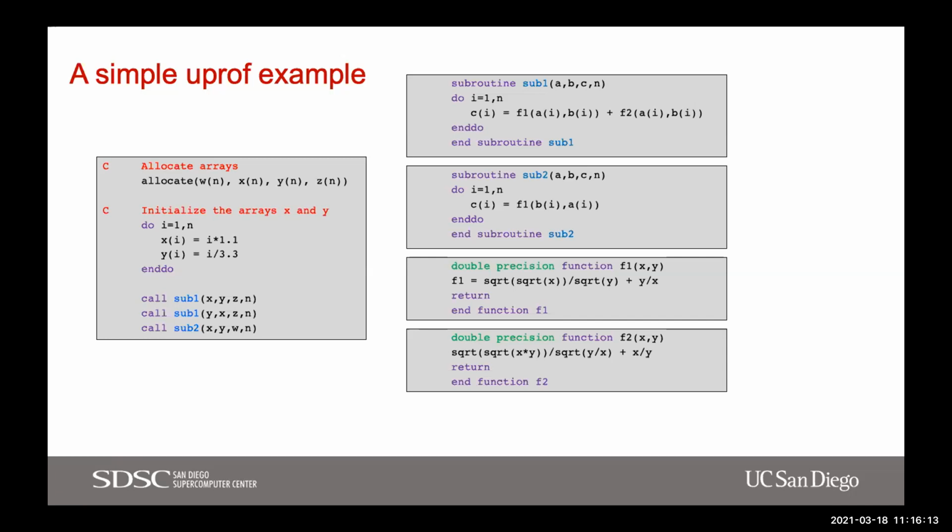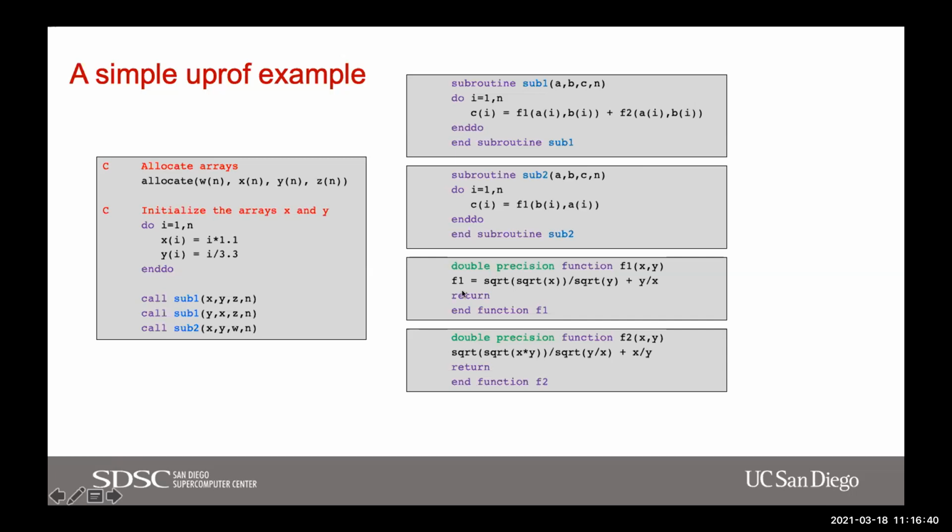And then I see one last question here. Does uProf need access to the source code? No, it only needs access to the binary. But if you compile with -g, you'll then have the symbol information so that you can tie usage back to the source.